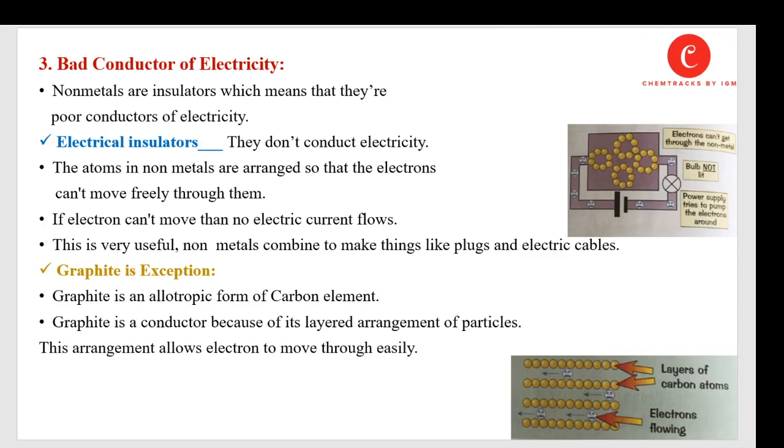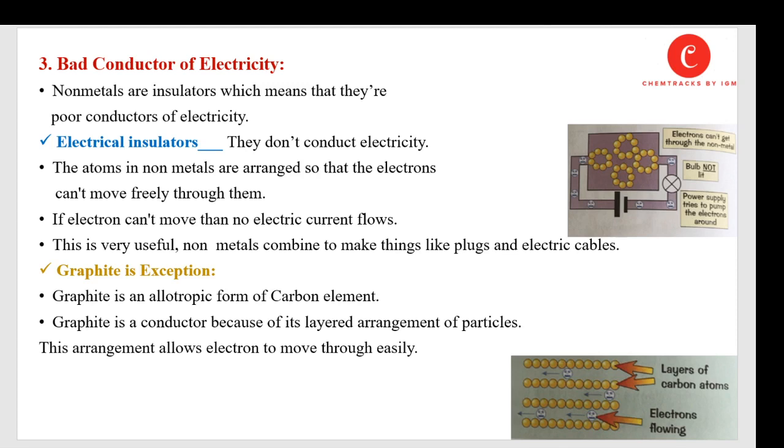Similarly, non-metals are bad conductors of electricity. Non-metals are insulators. The word insulator means they are poor conductors of electricity and heat. The specific word used for non-metals is electrical insulator. It means they don't conduct electricity. And why are non-metals electrical insulators? Because the atoms in non-metals are arranged so that the electrons can't move freely through them.